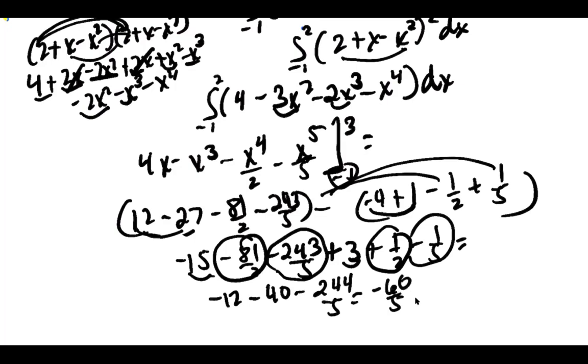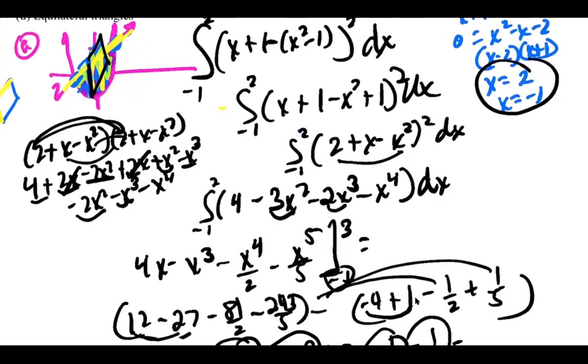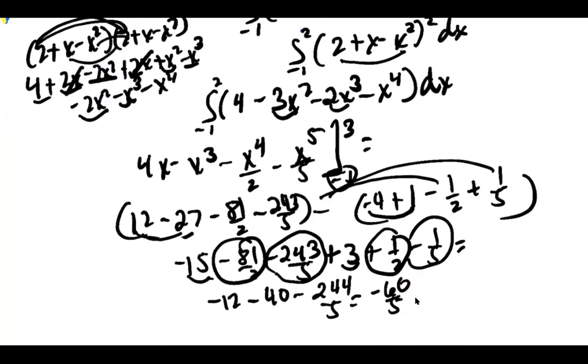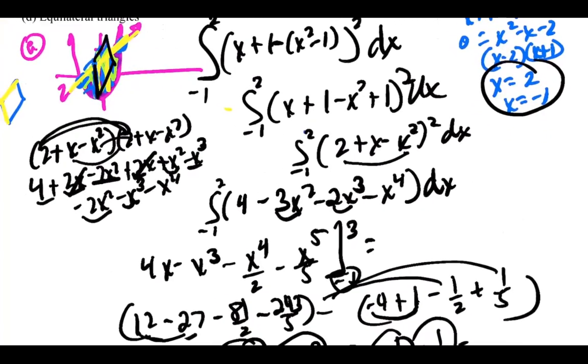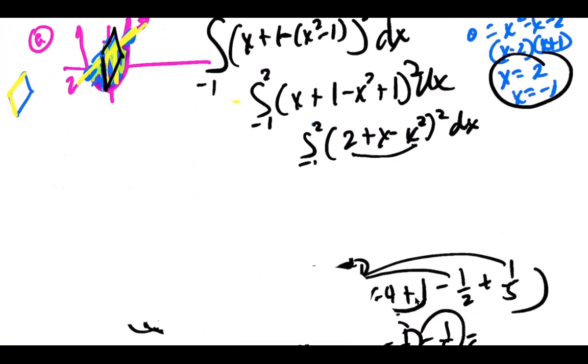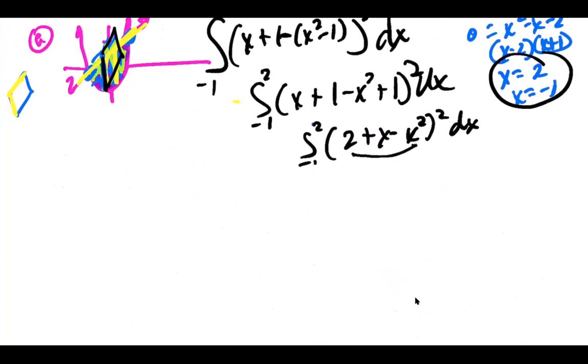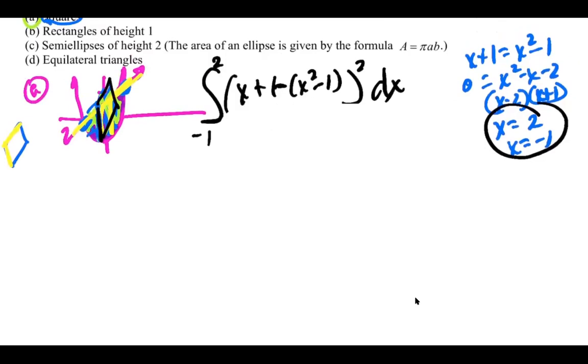Wait, I shouldn't be getting a negative. I feel like I've done something wrong here. Was it line minus curve? Let's see, what did I do wrong? Maybe with my squaring. Sorry, I'm going to go really slowly this time, and hopefully I won't do this again.